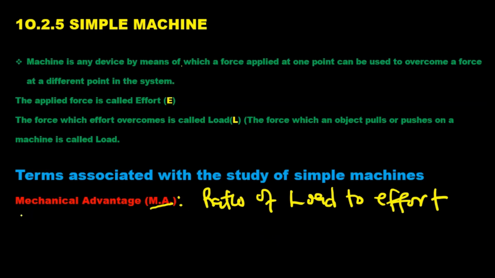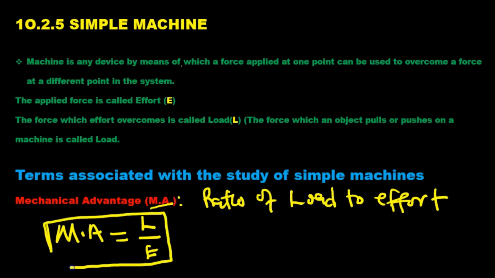If mechanical advantage is a ratio of load to effort, how do you calculate it? Since it is a ratio, it can be written in this form. The formula for mechanical advantage is MA equals load over effort. Take note of this formula, it is going to be useful as we go on.